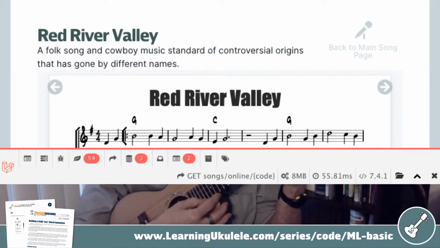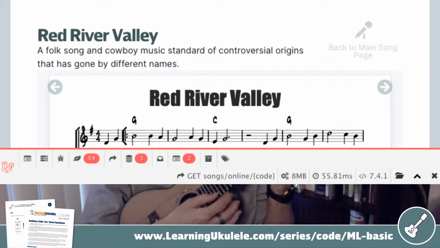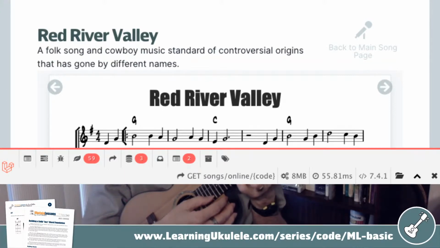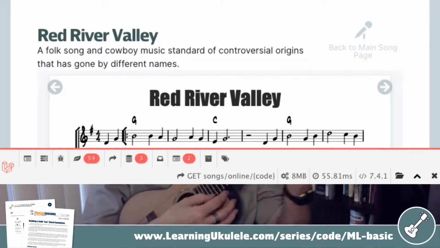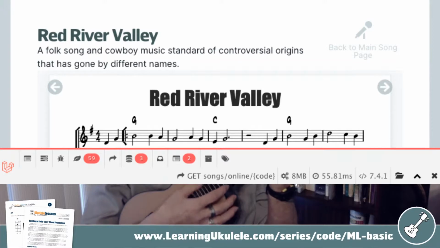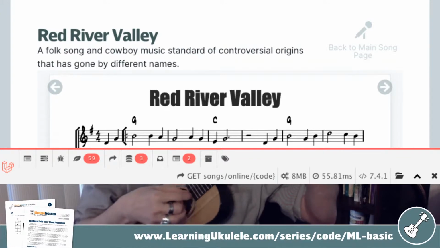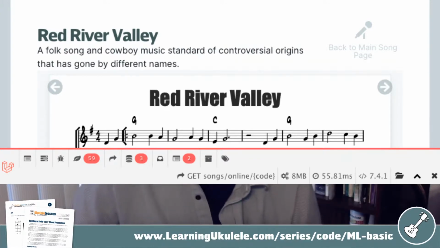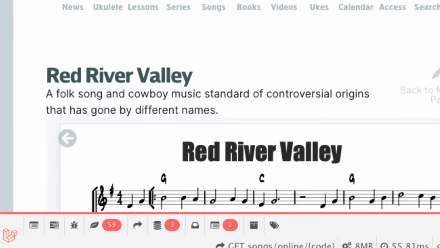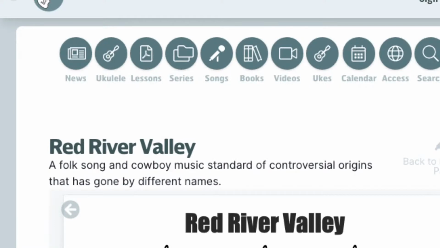Then in my mind, maybe I'd say arpeggio. G, B, D would be the root position. B, D, G would be the first inversion. And then D, G, B would be the second inversion. That's just memorizing it, training the fingers, memorizing melodies. That's Red River Valley, first part. Get rid of that. Boom.